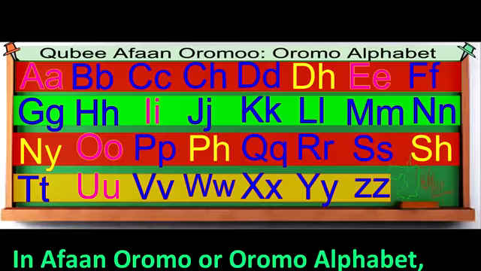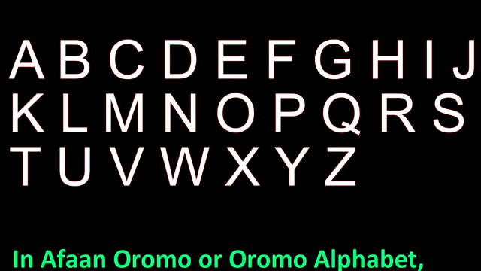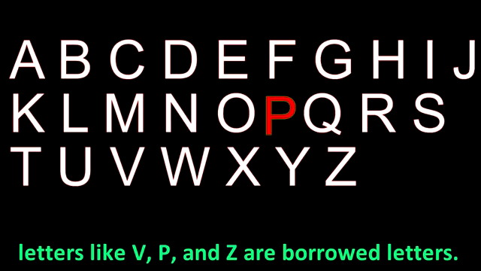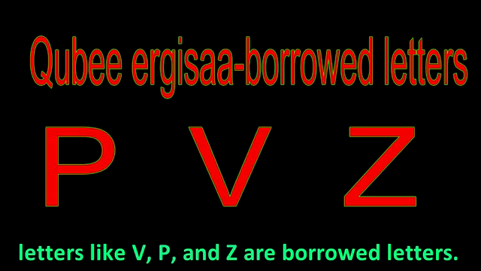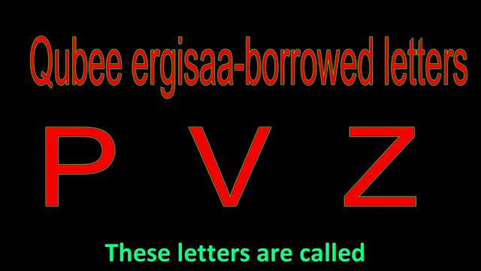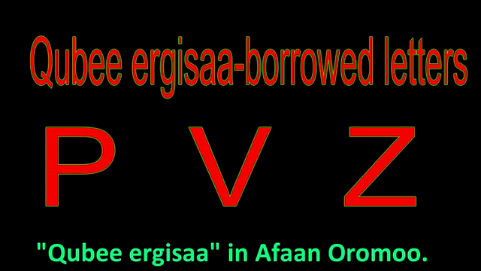Cha, da, nya, pa, and sha. In Afaan Oromoo, or the Oromo alphabet, letters like V, P, and Z are borrowed letters. These letters are called Qubee Ergisaa in Afaan Oromoo.